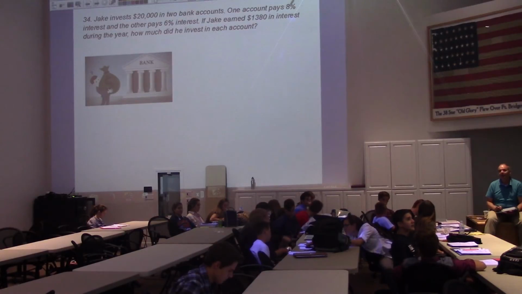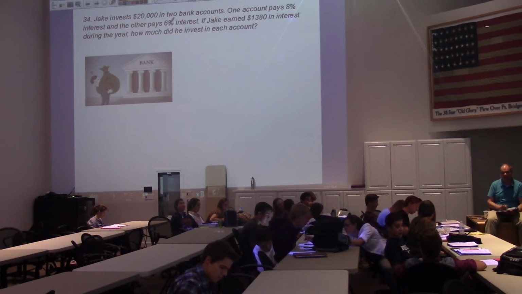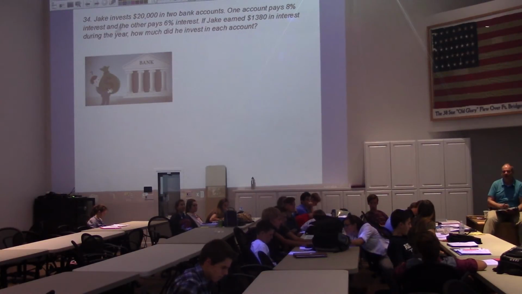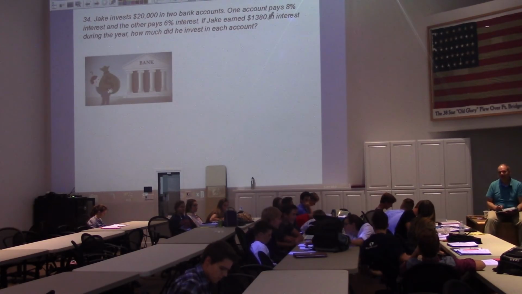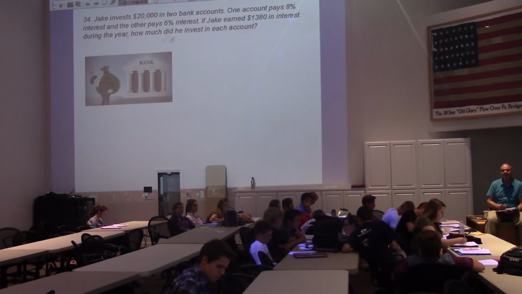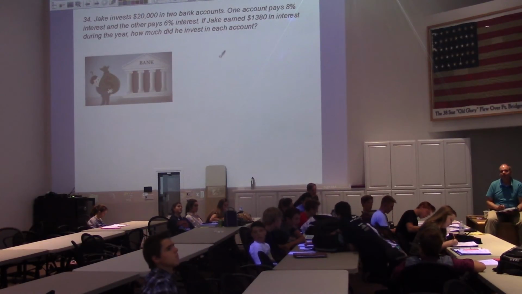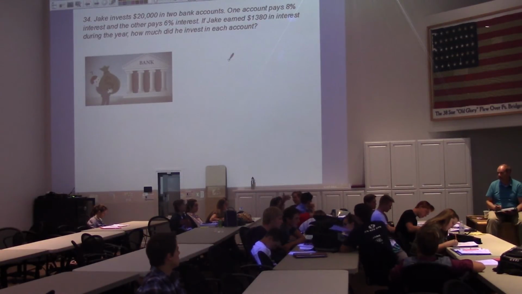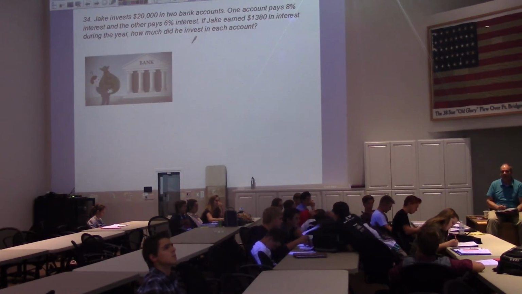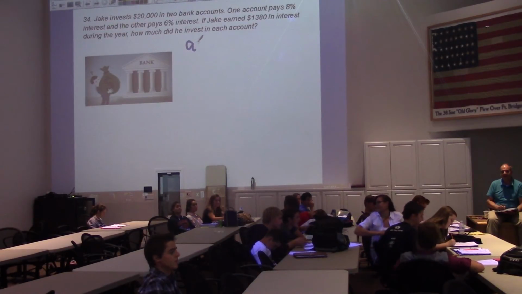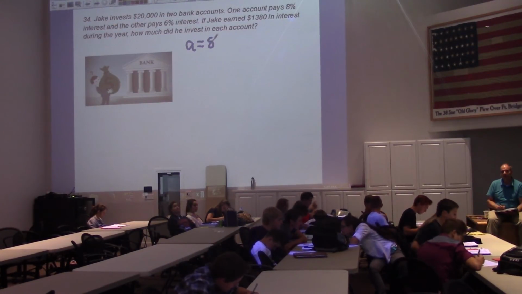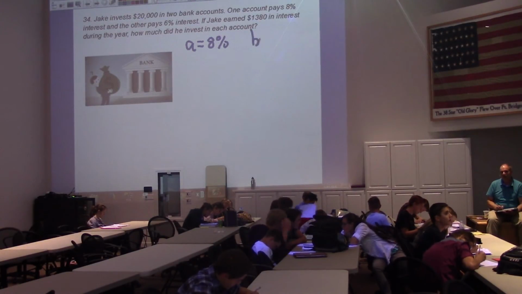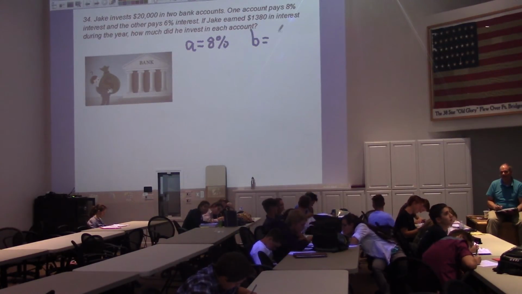So one account pays 8%, one account pays 6%. Jake earned $1380 in interest during the year. How much did he invest in each account? Now, this is very similar to a coin problem. We have to do some labeling. I'm going to label the letter A as 8%. So on your paper, label this with me. I'm going to label letter B as 6%. We need to label the accounts so we know what we're doing.